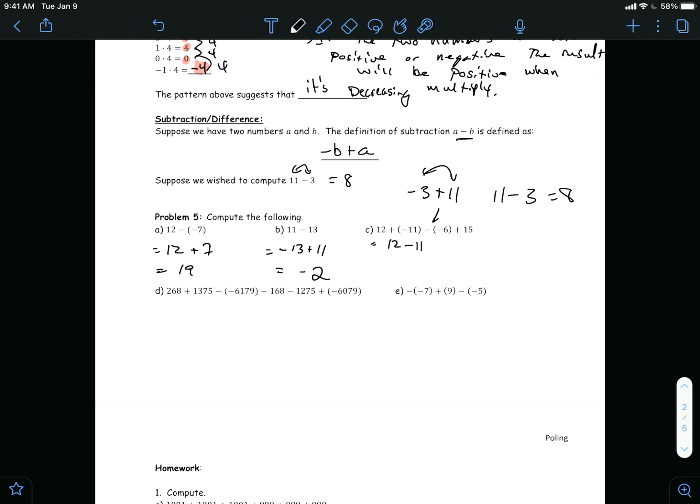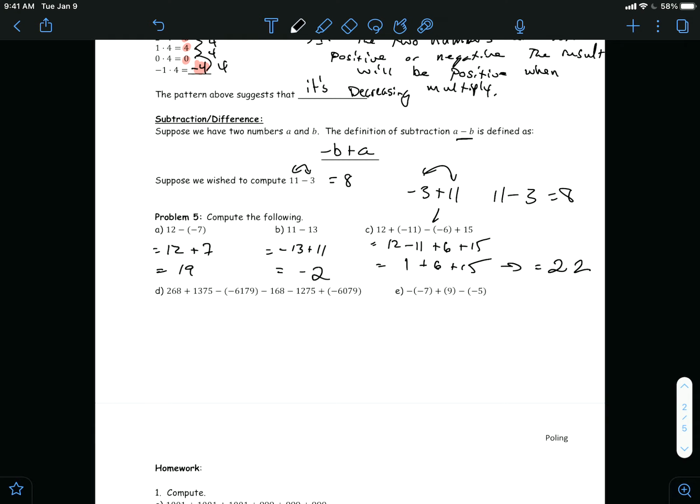Well, I'll go 12 minus 11 plus 6 plus 15. Does everybody agree? This one's not too bad. 12 minus 11. What's 12 minus 11? That'd just be 1 plus 6 plus 15. Okay, what's that? 7 and 15. 22. Hey, there you go. I beat you though.